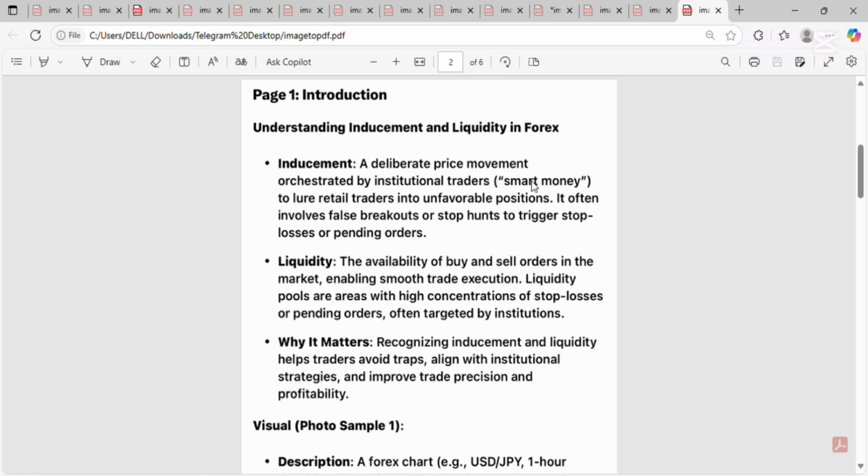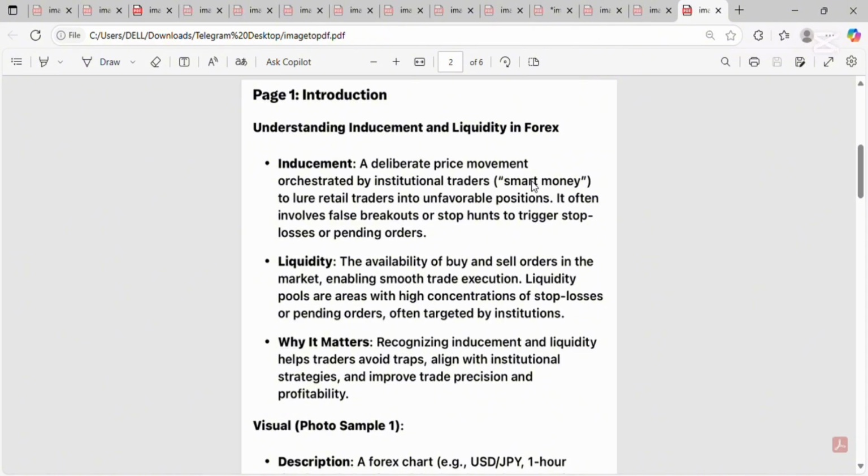Liquidity is the availability of buy and sell orders in the market, enabling smooth trade execution. Liquidity pools are areas with high concentrations of stop losses or pending orders, often targeted by institutions. So liquidity works after inducement, while inducement works before. Look at liquidity as the fuel for the market, and look at inducement as the trap. Inducement is the trap that creates liquidity.